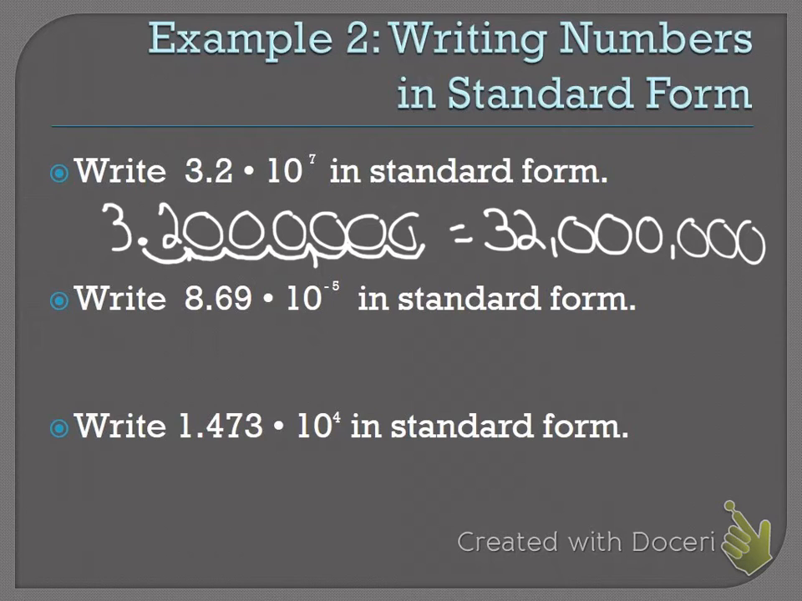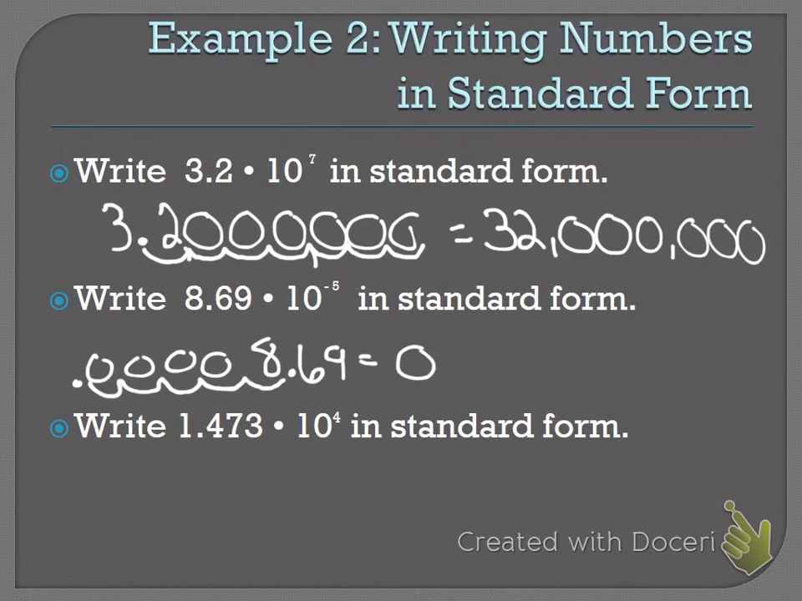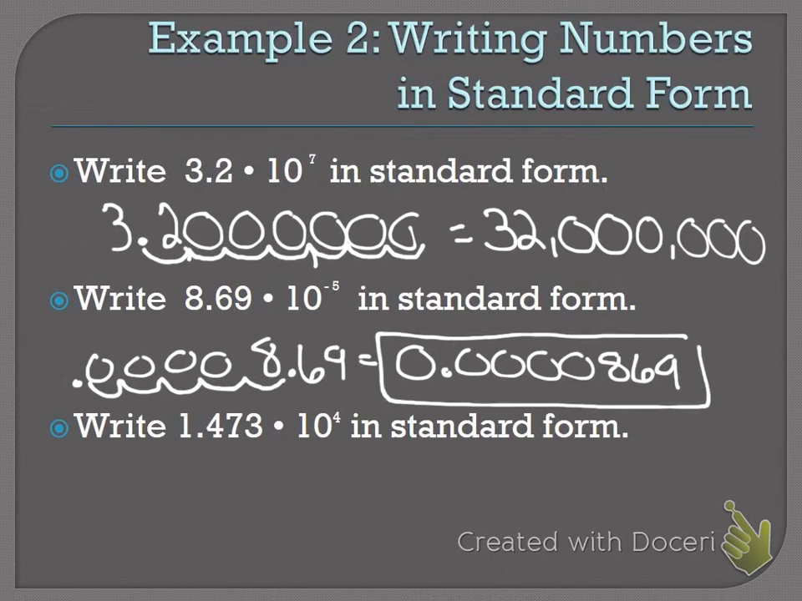Write 8.69 times 10 to the negative 5th power. So now, since it's negative, I'm now moving my decimal to the left 5 places. And then filling in my zeros. And yes, I do want you to have a 0 placeholder in the ones place. 1, 2, 3, 4, and then 8, 6, 9. All right. Now I want you to do the third one on your own. Write 1.473 times 10 to the 4th in standard form.